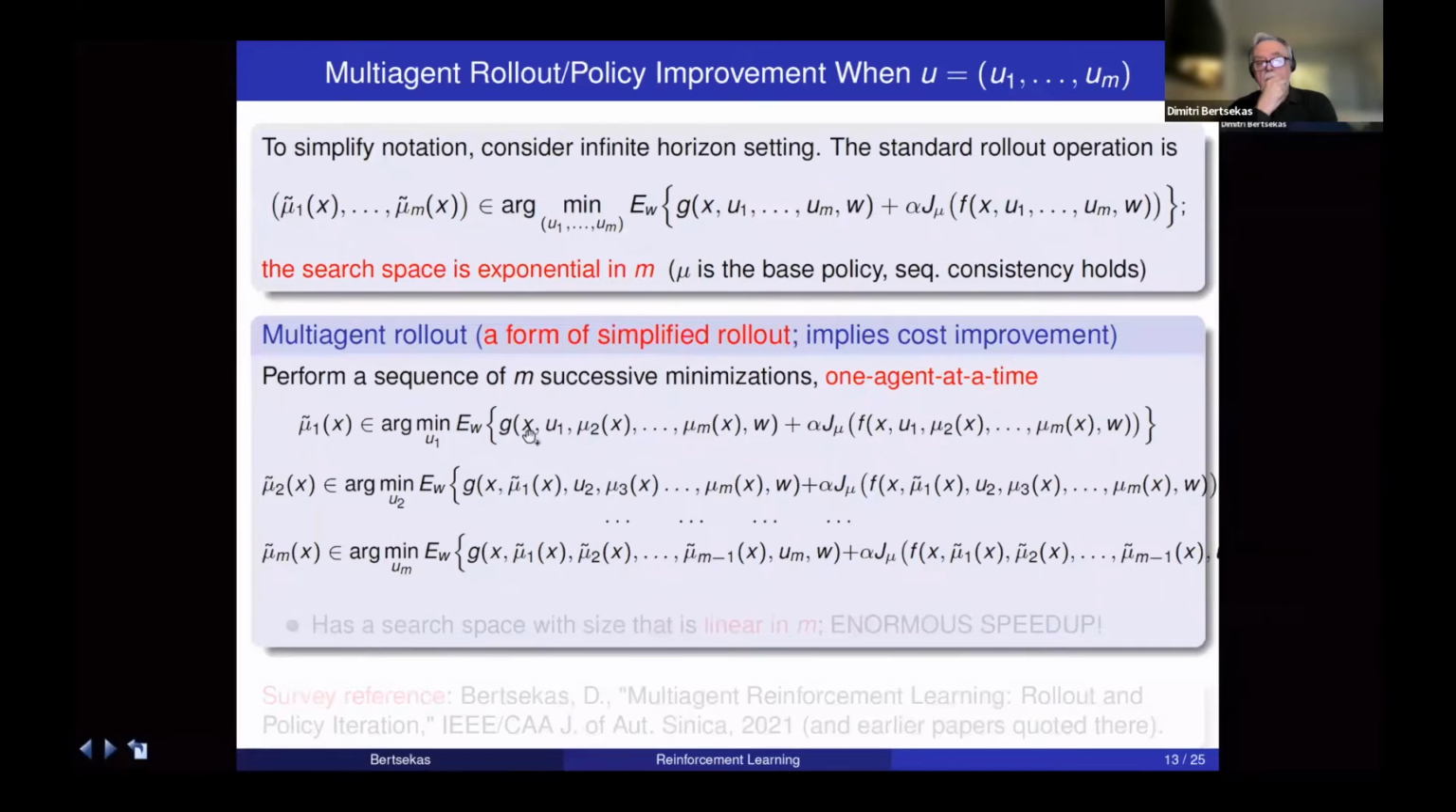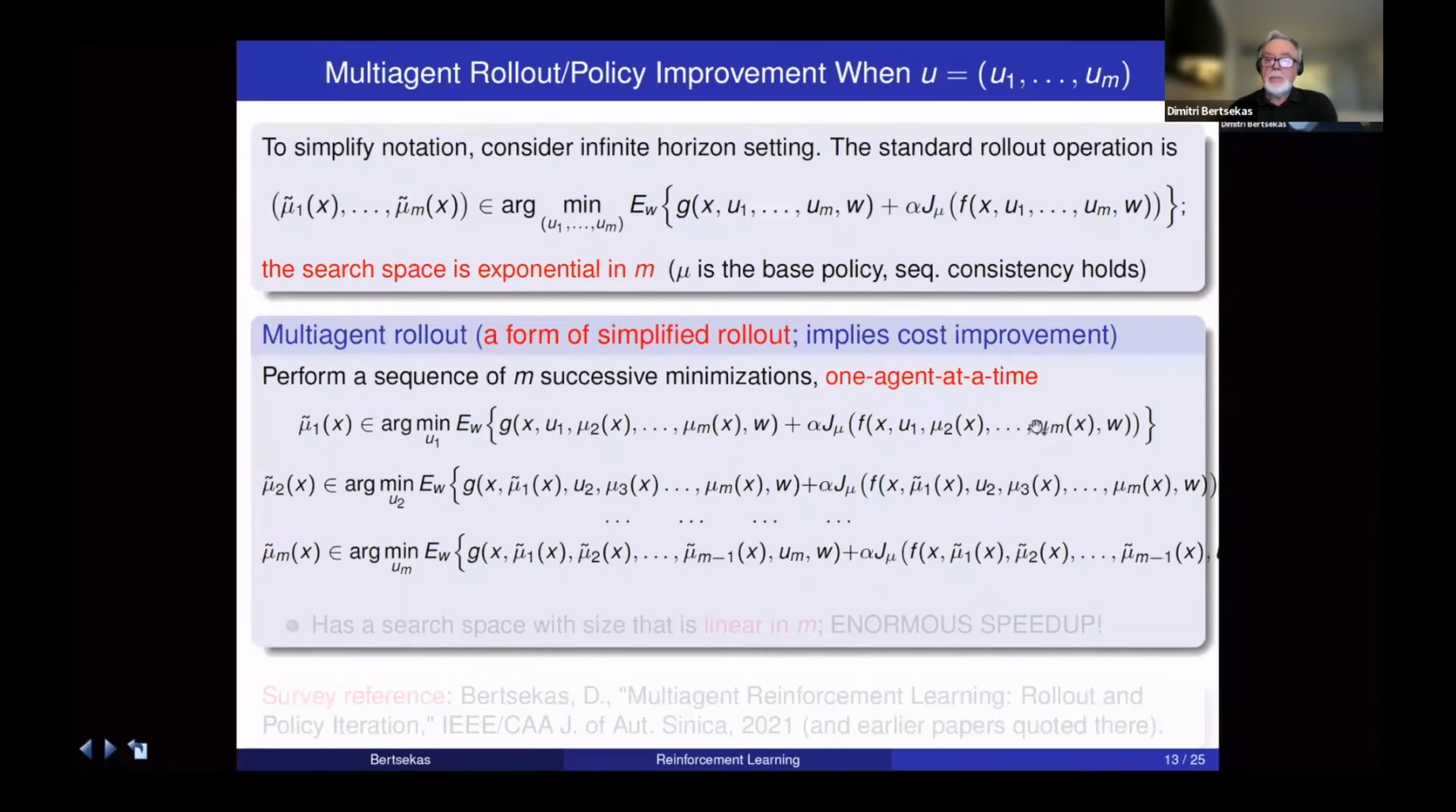So we are at state X. We want to simplify this operation. What do we do? Well, we have a base policy and we minimize over the controls of the first agent. So this is minimization not over the combined vector of agent controls, but just over a single agent control. And how about the controls of the other agents? Well, for the subsequent agents, we use the base policy controls.